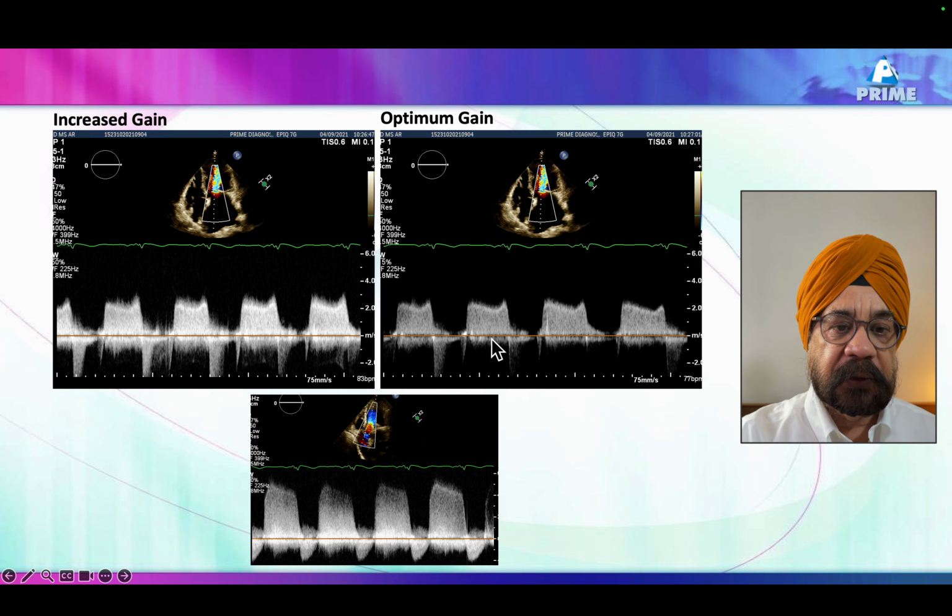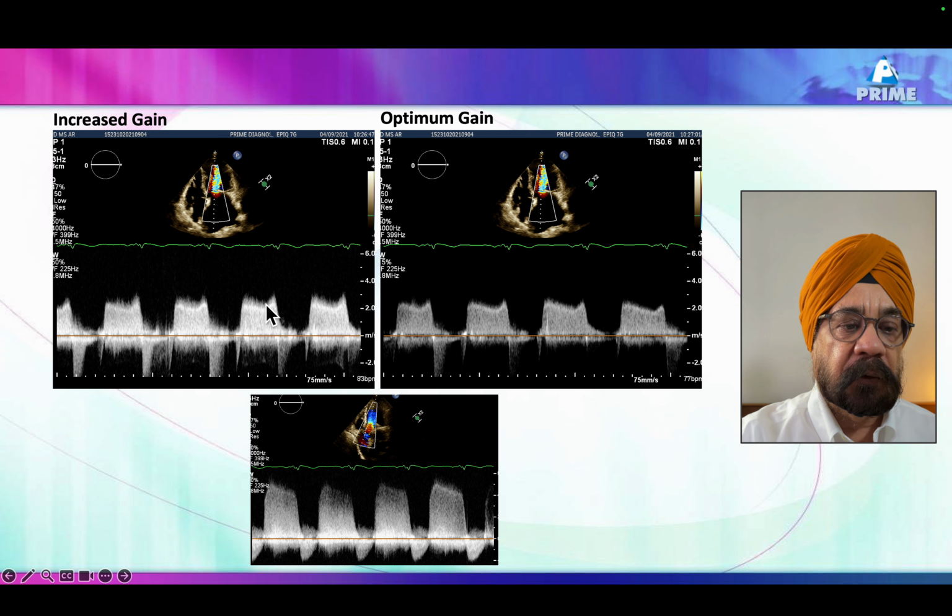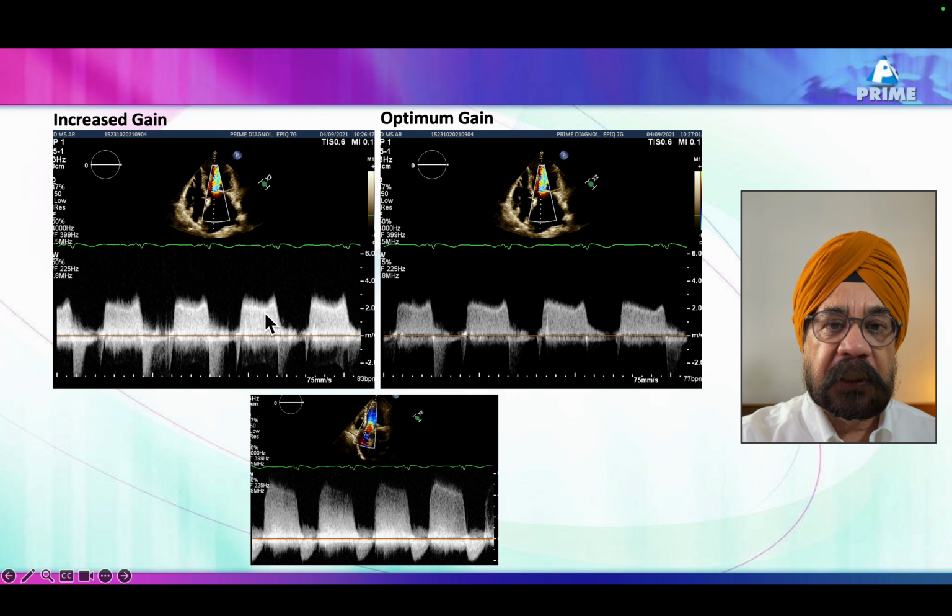What are the caveats here? You must optimize the gain. If you have increased gain of the CW Doppler, look at the kind of beard or waviness right on the top because of the increased gain. What you should measure is the median velocity, the brightest velocity line that you see in the trace. It's not the peak velocity, it is the median velocity which you should take.